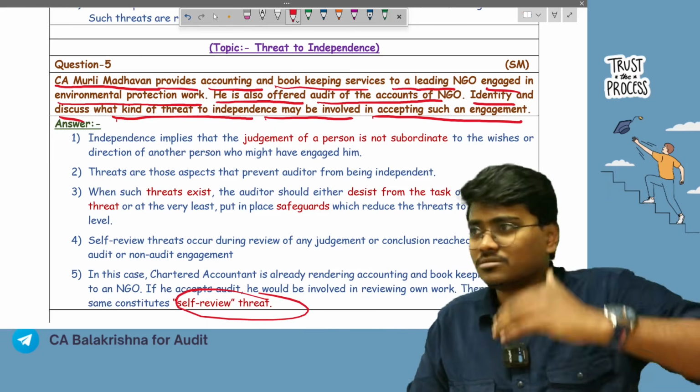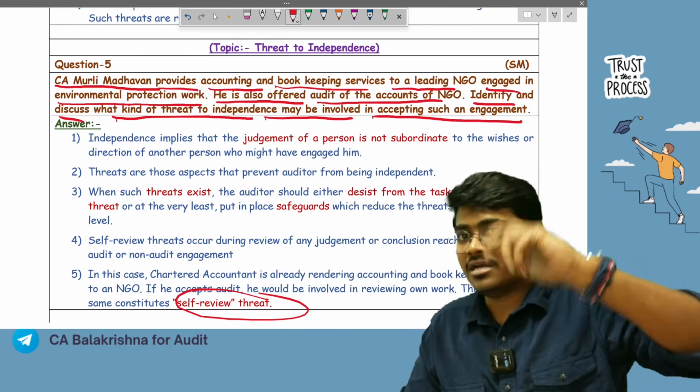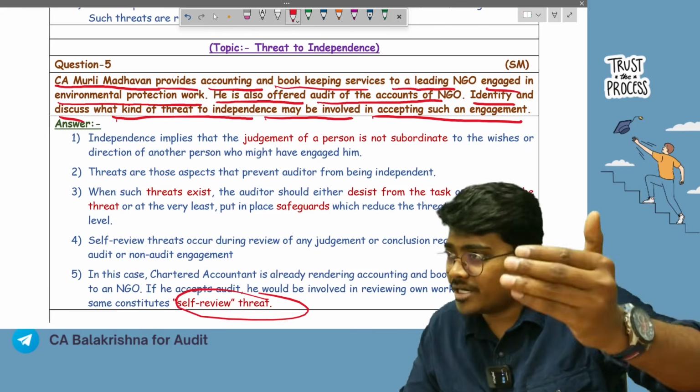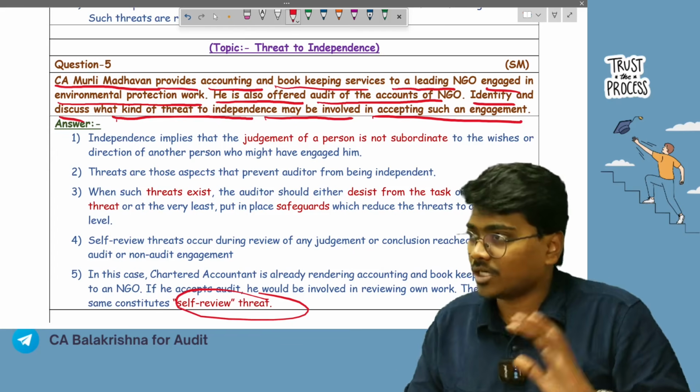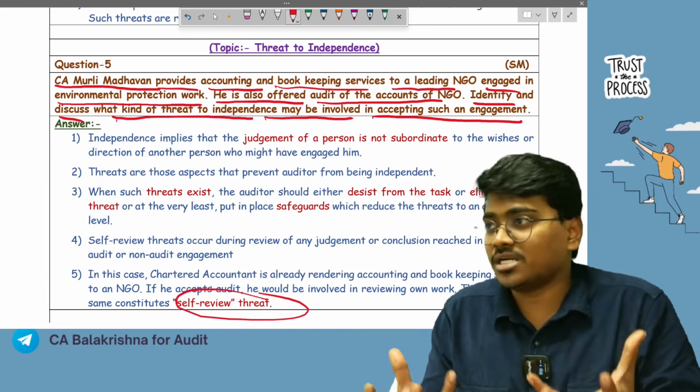Before writing that, you should explain a few points about independence and how independence will be lost because of self review threat. You need to explain what a self review threat is.